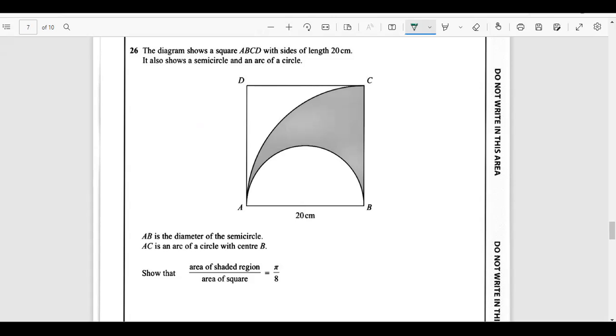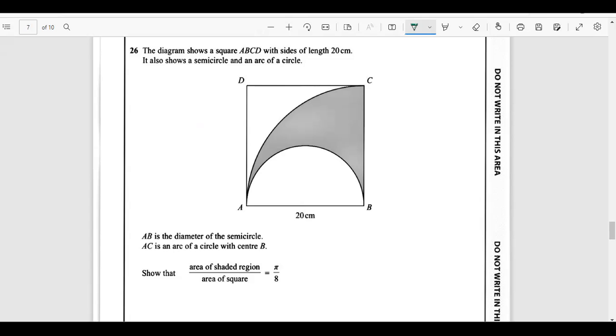Pi times 20 squared divided by 4 equals 100 pi. Then, to find the area of the shaded region, you find the area of the semicircle, which is pi r squared, pi times 10 squared, which equals 100 pi.